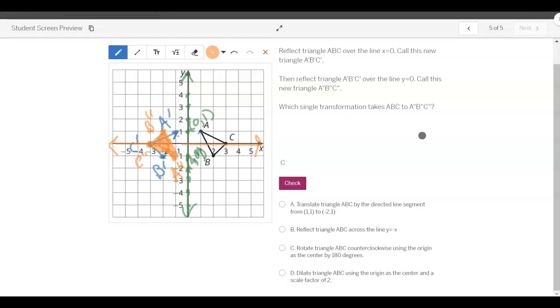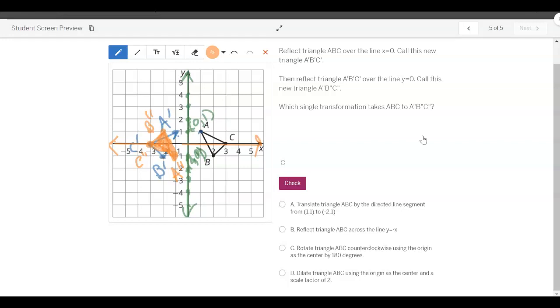Okay, so you're back. The first option is to translate ABC by the directed line segment from 1, 1 to negative 2, 1. Well, if I look at my original triangle and my orange triangle, I know it can't just be a translation because it's facing a different way. If it were just a translation, it would be moving either up or down to the side, but it would not be flipping around like that, right? So we know it can't be A.